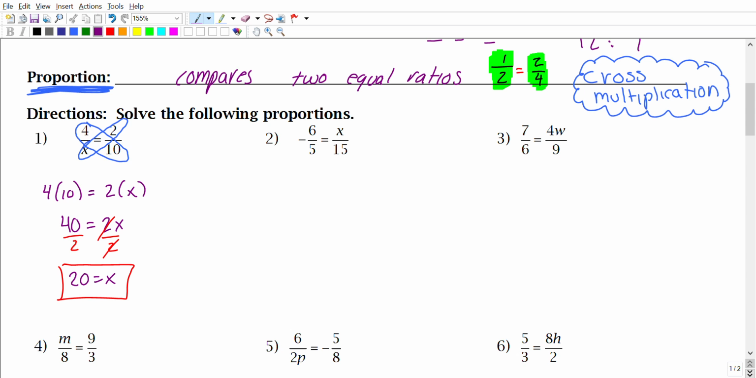Okay, now this next one, you might be wondering, well, what about that negative? Should I leave it at the top or put it in the bottom with the 5, or what should I do?